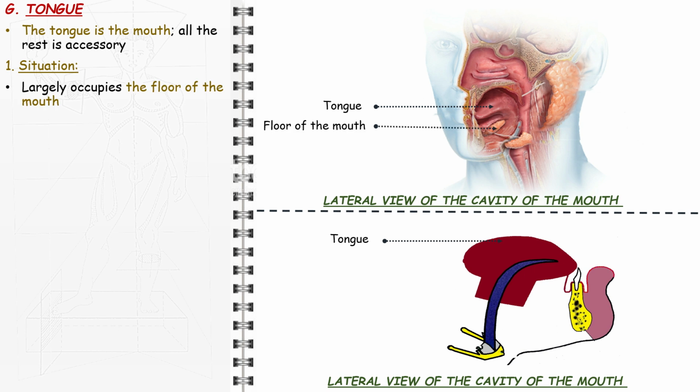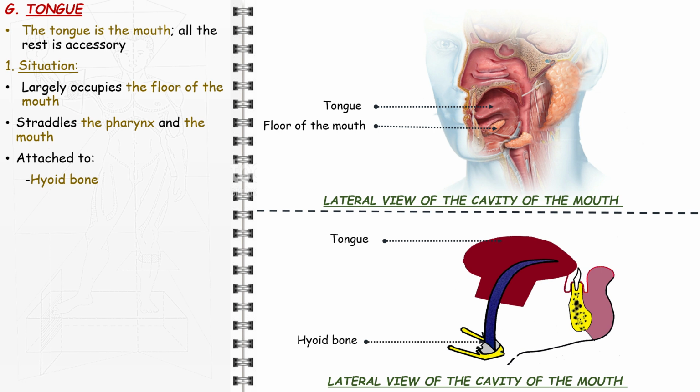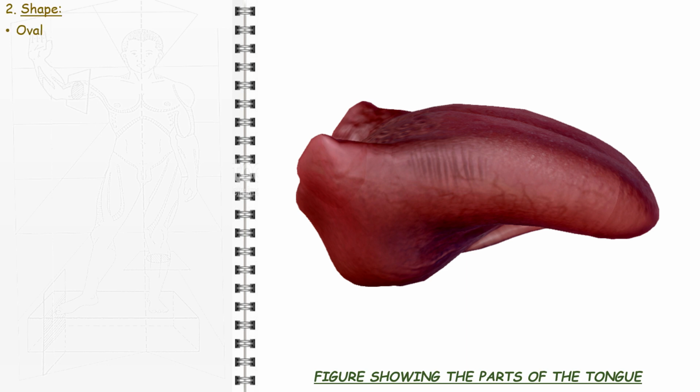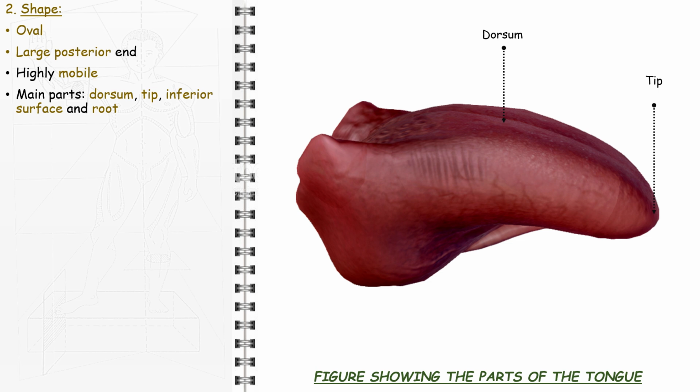It straddles the pharynx and the mouth and is attached to the hyoid bone, the mandible, the hard palate and the styloid process of temporal bone. The tongue is oval with a large posterior end. It is highly mobile. The main parts of the tongue consist of the dorsum, tip, inferior surface and root. It is bounded by 2 lateral edges.